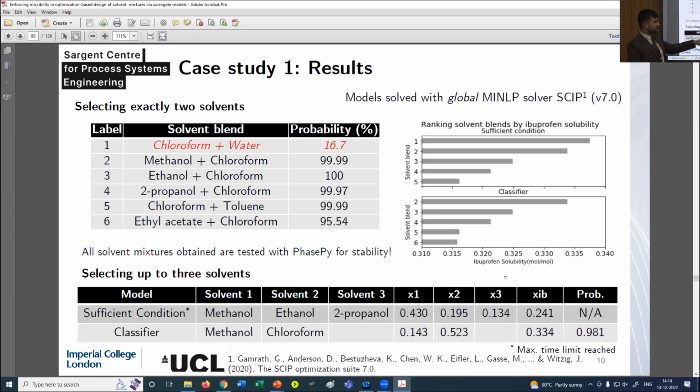With the sufficient condition, we reached the maximum time limit. So probably this solution is still valid, but since the problem was very complicated to solve, the solver could not come up with a better solution in the time limit.